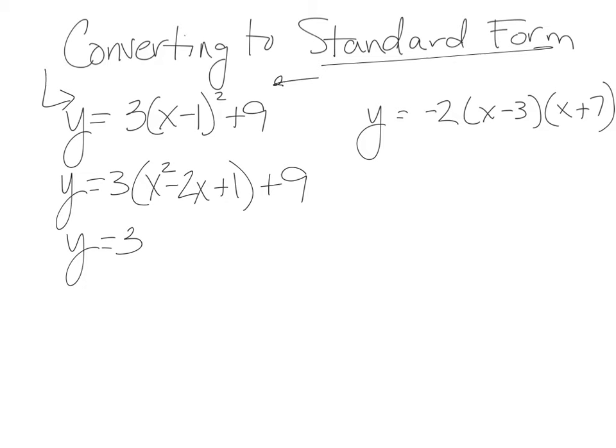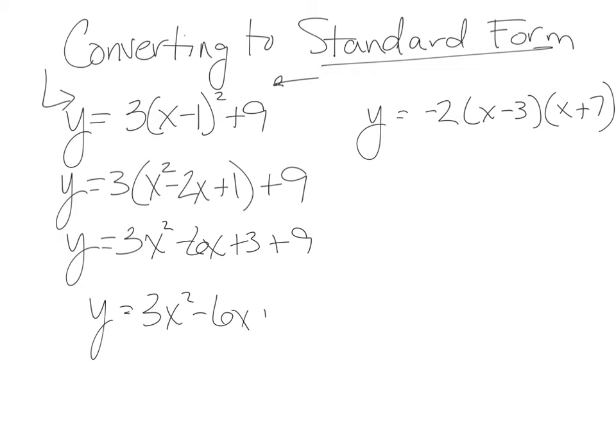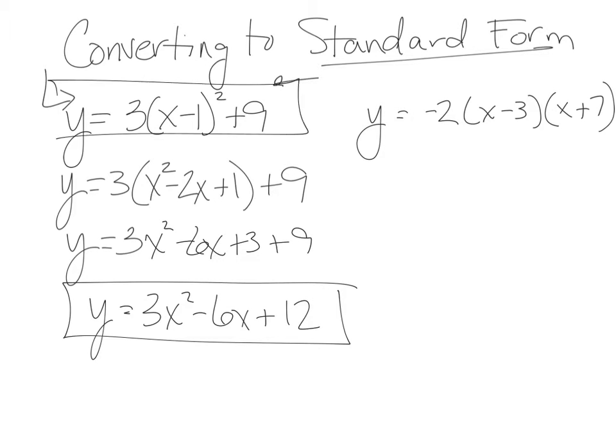And then as I put this back together, I can distribute the 3. Well, anyway, that'll be 3x squared minus 6x plus 3 plus 9, and then by combining some like terms, I'll get 3x squared minus 6x plus 12. And now I've successfully taken that from vertex form to standard form.